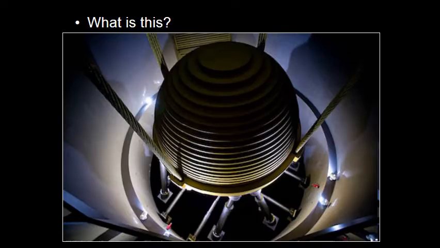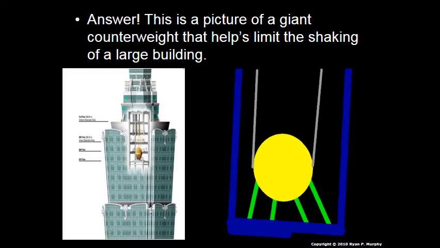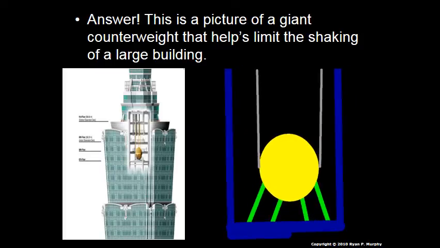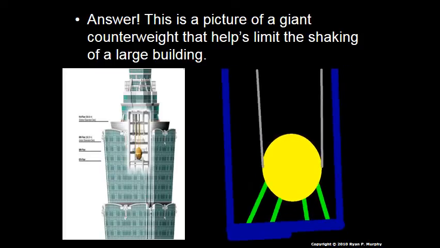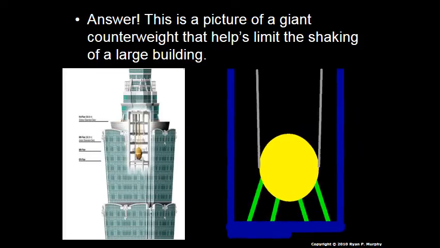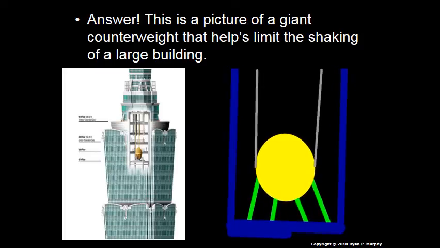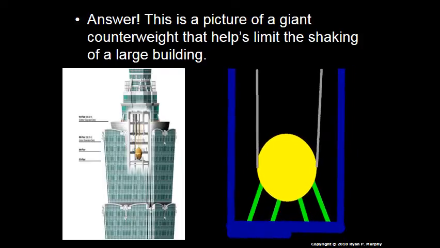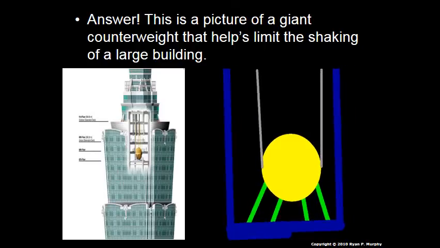So this is a pretty interesting looking thing here. What do you think this is? Yeah, that's kind of a tough one, huh? Well, this is actually a picture of a giant counterweight that helps limit the shaking of a large building. And this is actually in one of the largest buildings in Japan. It's in downtown Tokyo. And what happens is, as this building sways back and forth, the ball kind of stays where it is. And I'll show you some demonstrations of this in class.